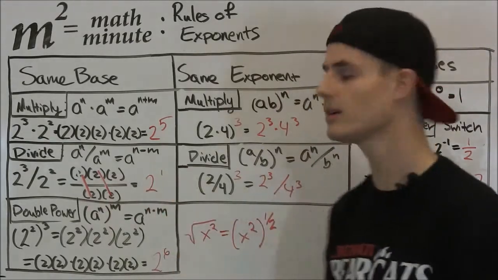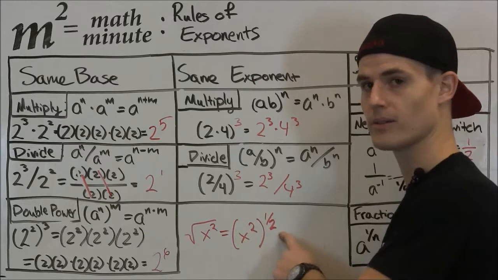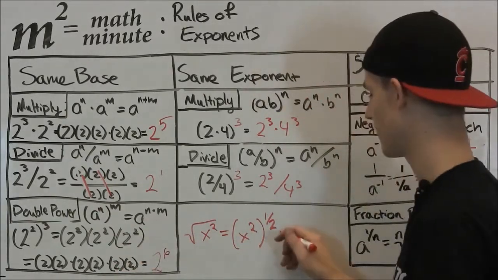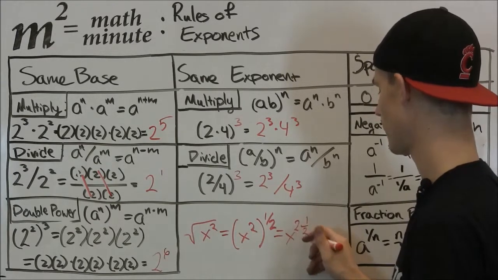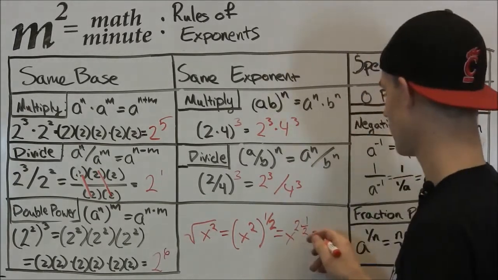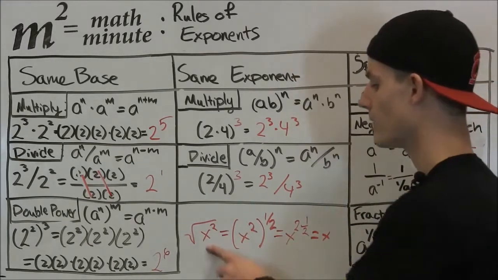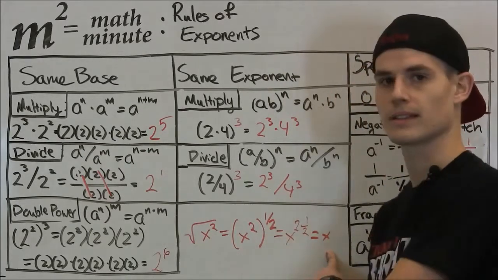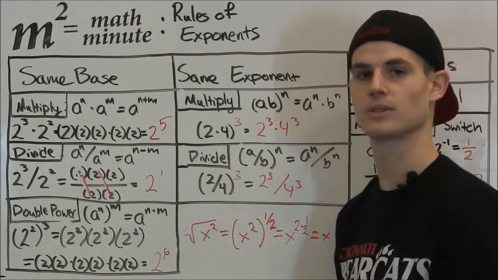Now there's another rule on here that we can even go further with. We have a power and another power on the outside, so we have a double power rule. And that says we multiply these together. So this is x to the 2 times 1/2. 2 times 1/2 is 1, so x to the 1. And that's why that's the case. So every time you do this, and we've been doing this for a while, we've always just assumed it was x. But it's really from these rules of exponents that we can say that that's true.